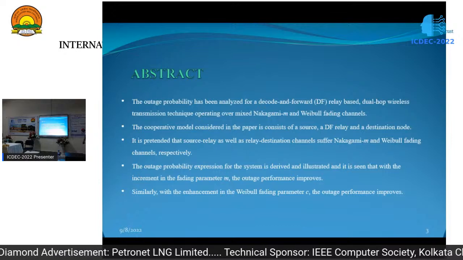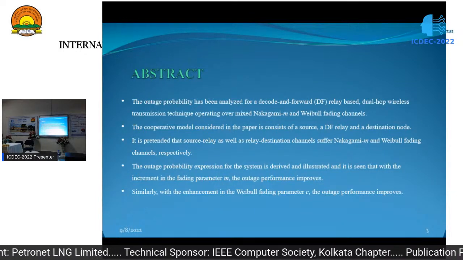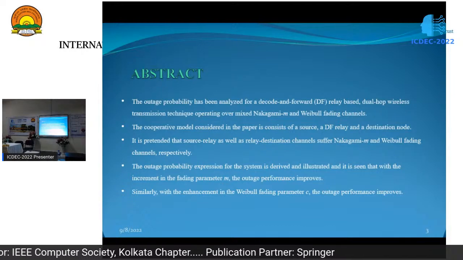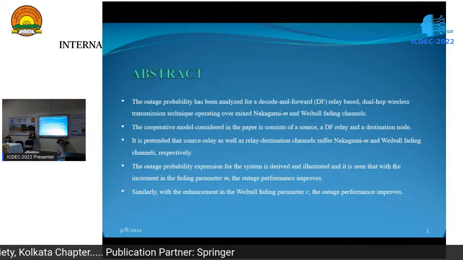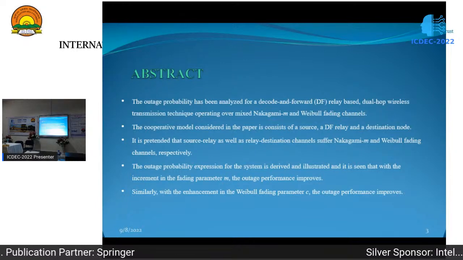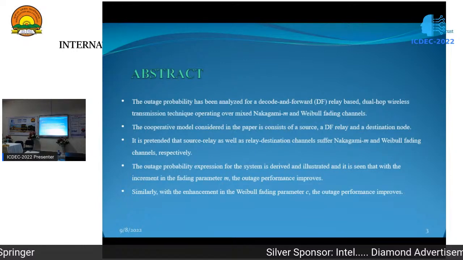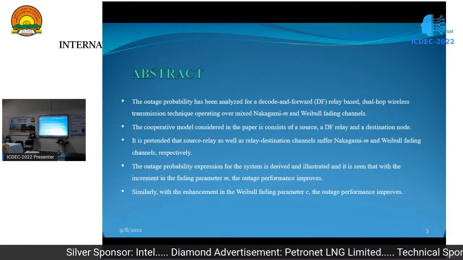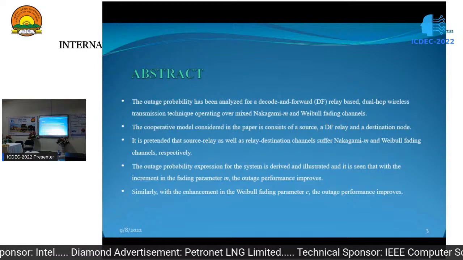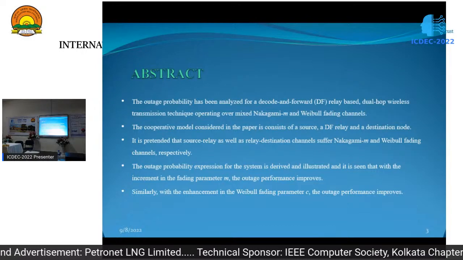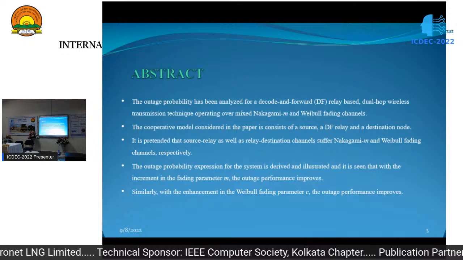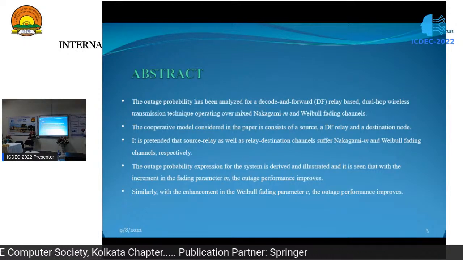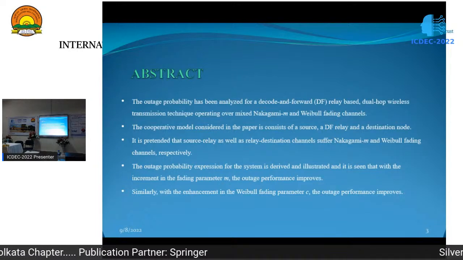The outage probability has been analyzed for a decode-and-forward relay, a dual-hop wireless transmission technique, over mixed Nakagami and Weibull fading. The system model considers a source, a DF relay, and a destination. It is assumed that the source-relay and relay-destination links suffer Nakagami and Weibull fading respectively. The outage probability expression is derived and illustrated, showing that with an increment of the fading parameter, the outage performance improves. Similarly, with enhancement of the Weibull fading parameter, the performance improves.